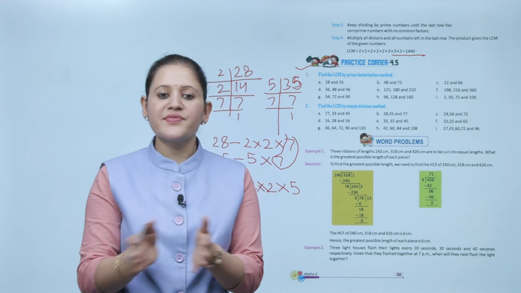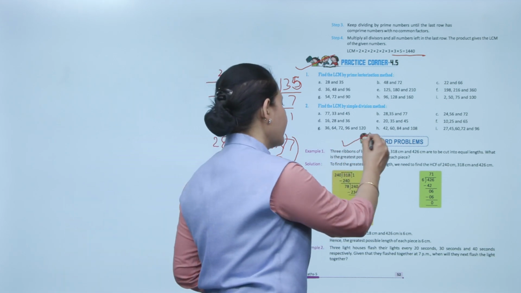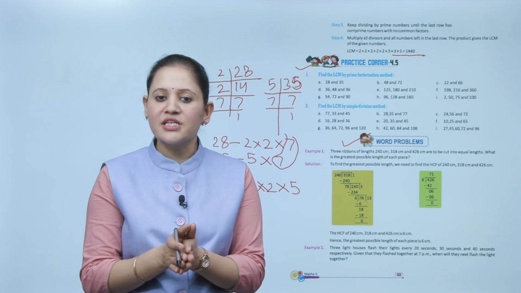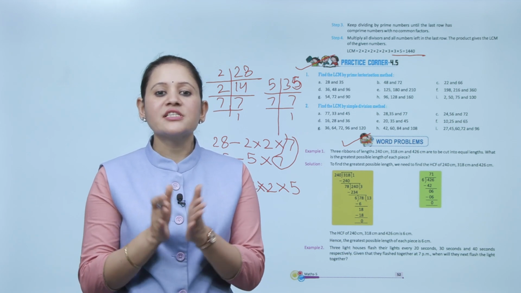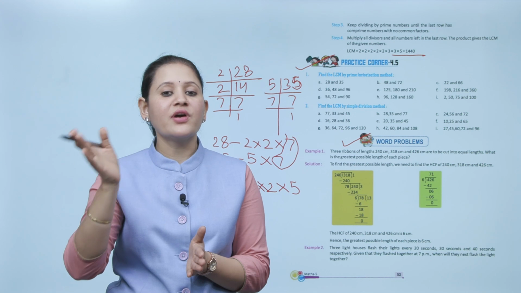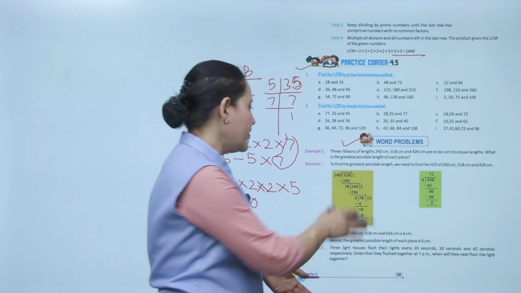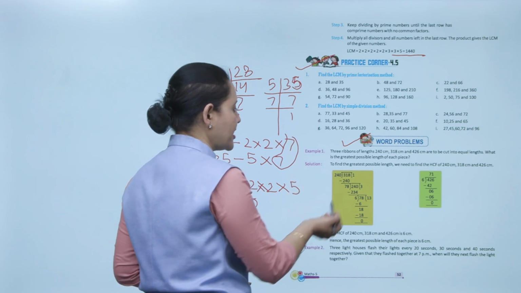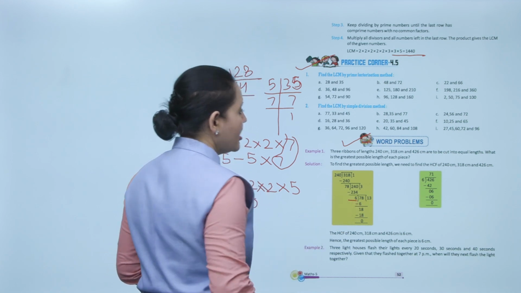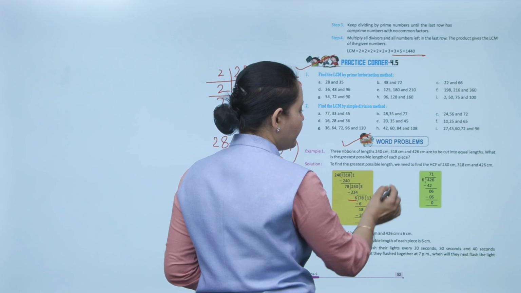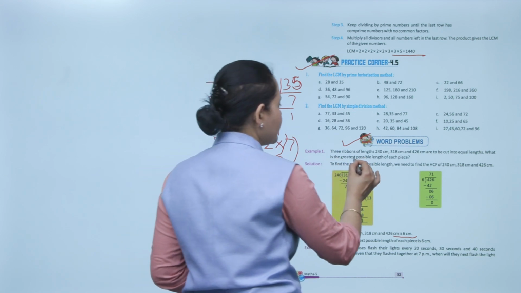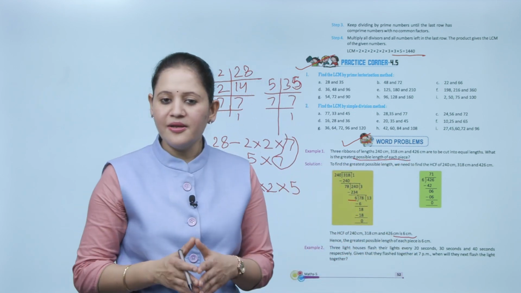So you have to practice all the questions of this exercise. Next is word problems. 3 ribbons of length 240 cm, 318 cm and 426 cm are to be cut into equal lengths. What is the greatest possible length of each piece? So to find the greatest possible length, greatest means we have to find the HCF of these given numbers. So we can use any method. Here we have used long division method. First 318 is divided by 240. So last divisor is 6. Now 426 we will divide by 6. That is the last divisor. So HCF of these given numbers is 6. So the greatest possible length of each piece is 6 centimeters. Clear?